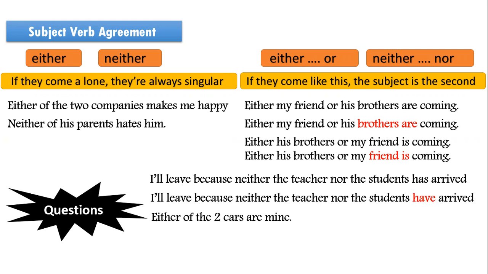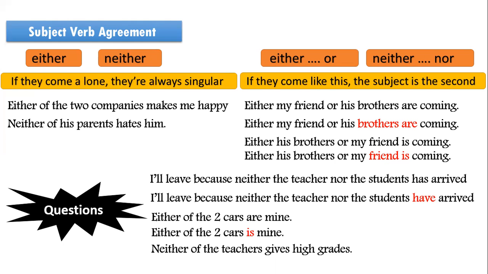Let's see the other one. Either of the two cars are mine. Is that correct as it is? That's wrong. Change "are" to "is." Yes, exactly, because we have the word either alone. It's coming alone. And as I said before, since we have the word either or the word neither coming alone, it's always singular. So either of the two cars is mine.